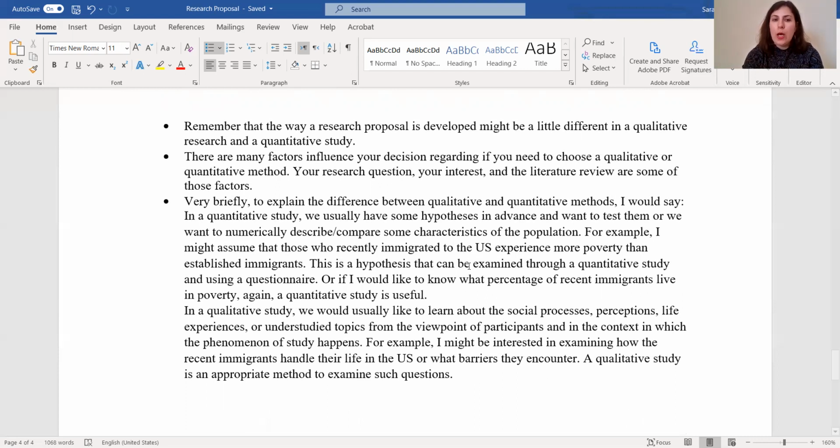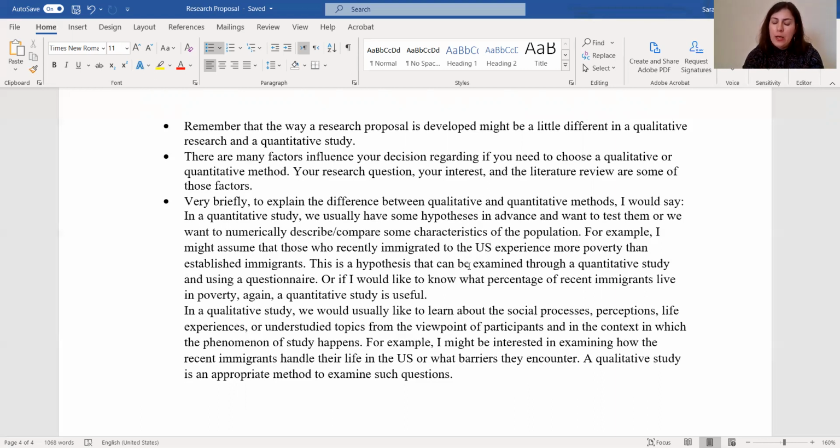The last point I'm gonna discuss is that the way a research proposal is developed might be a little different between qualitative and quantitative studies, so it's important to have some brief understanding of these two methods and how they are different at the beginning. It's good to have this understanding.